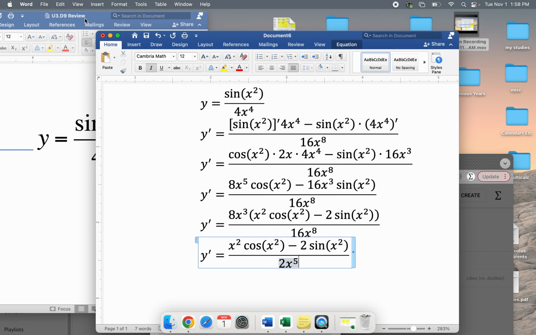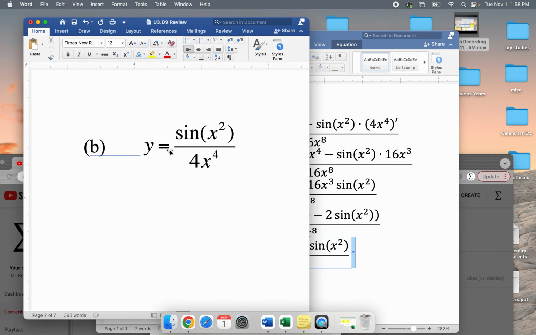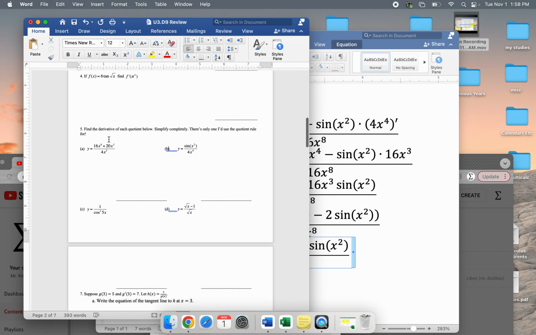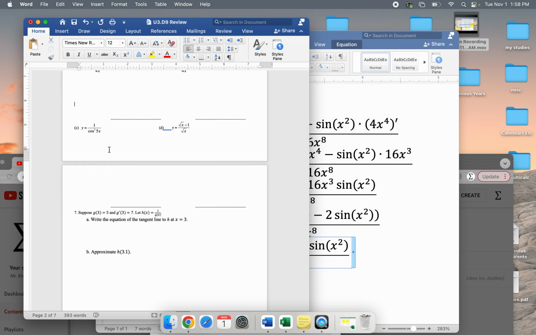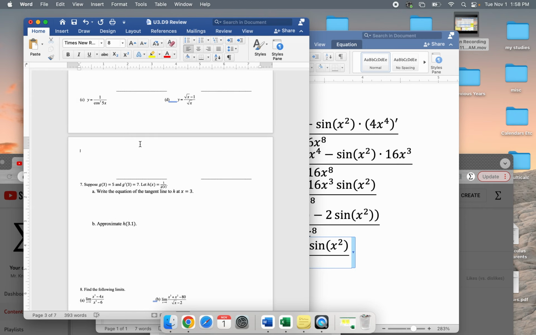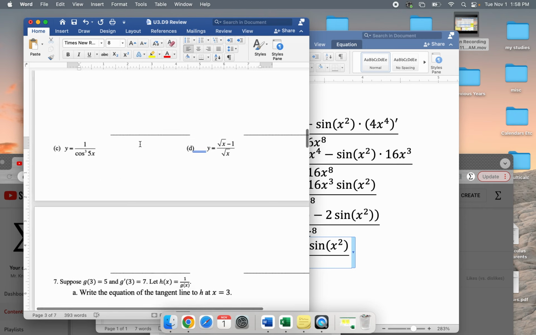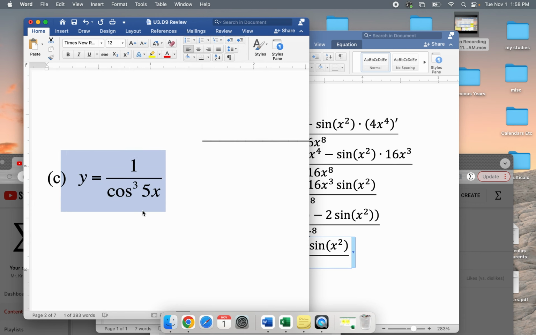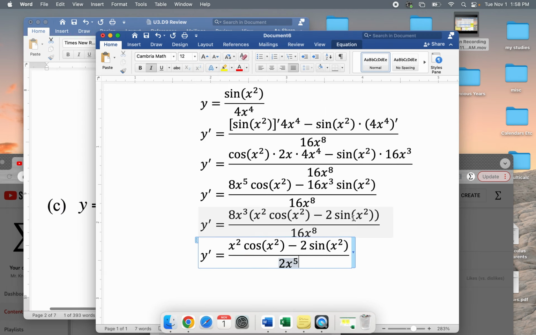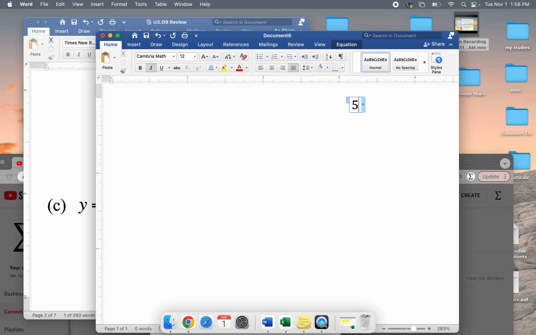Okay, great. Moving on. That was 5b. What a doozy, right? That was a pain. Let me zoom in. Okay. So moving on, we've got this one. That looks like a weird looking function. What is going on there? So this is 5c. Let's look at 5c.